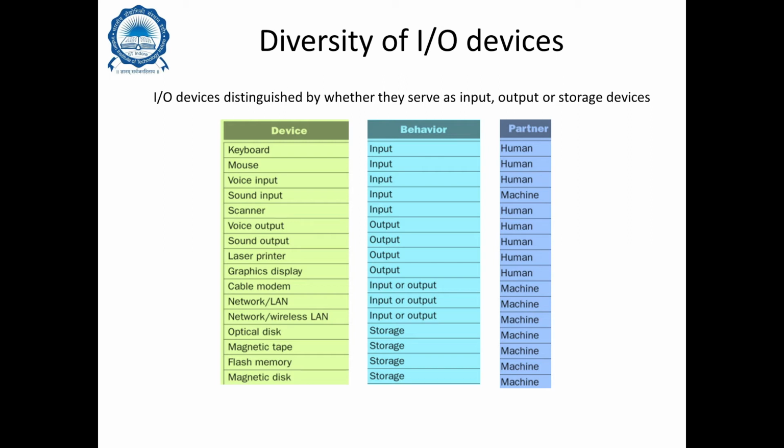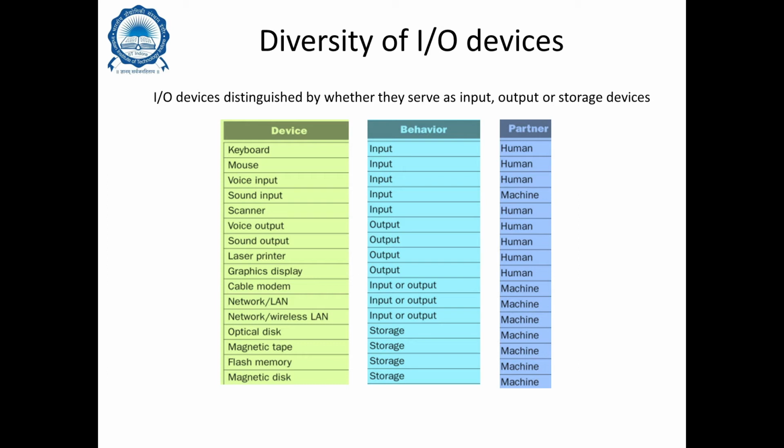The fourth is sound input. The behavior is input and the partner is a machine, because the sound input can be given without the intervention of a human. It could be a sound that is played and that is feeding into the sound input device. Scanner, the behavior is input and the partner is human. Voice output, of course, output is the behavior of this system. So voice output could be, for example, a sound system, and the partner is therefore a human. A sound output is definitely an output behavior and the partner is again a human. Laser printer is output, human, because we are printing through the laser printer, so it's an output device. Graphic display is an output partnered with a human.